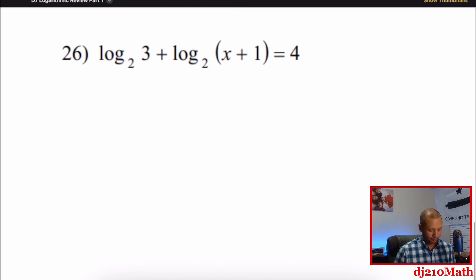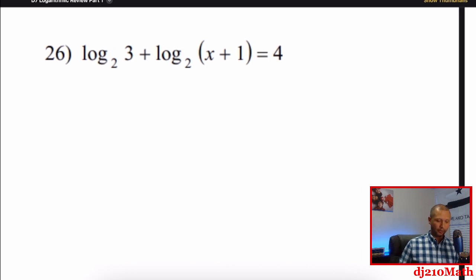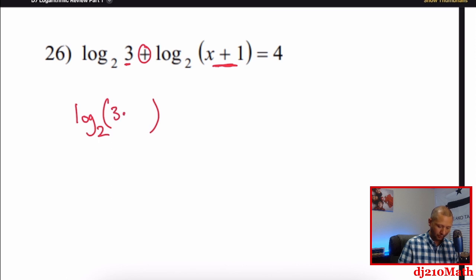Okay, this is not the same problem. So here we have two logs, but they're on the same side of the equal sign. And they're being added. So that means that the arguments of each of the logs can be multiplied. Right, the underlying parts can be multiplied. So we're condensing this down into one log. So log base 2 of 3 times x plus 1. And this is equal to 4.